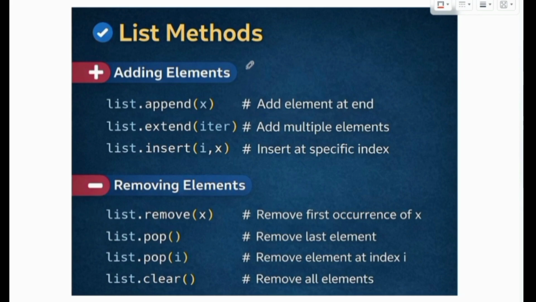Adding elements. First method, append method. Append method is used to add the element at the end of the list. Coming to the syntax, list.append(x). Here, x can be of any data type. That is, you can add primitive data type or non-primitive data type. But it adds only one element at a time.